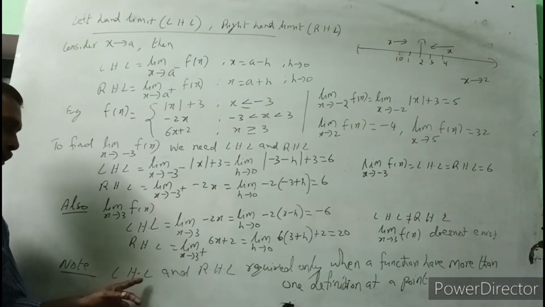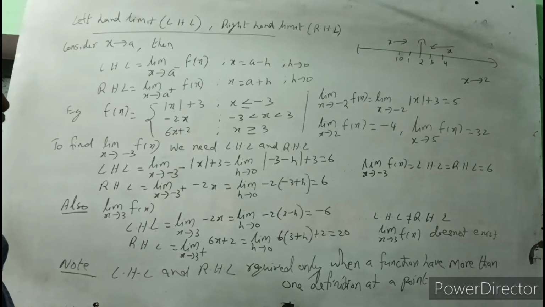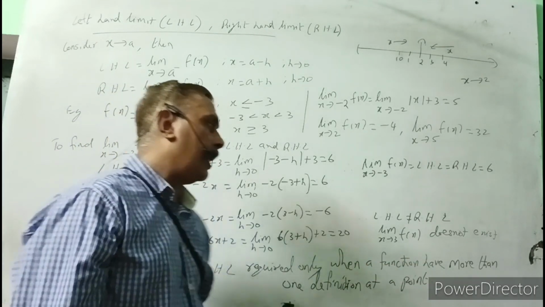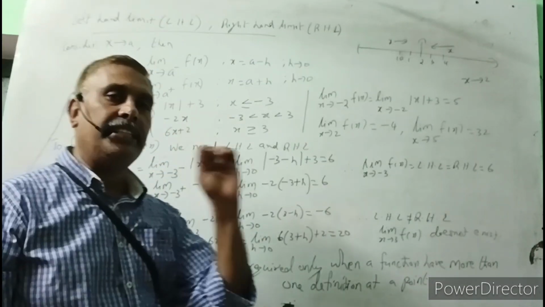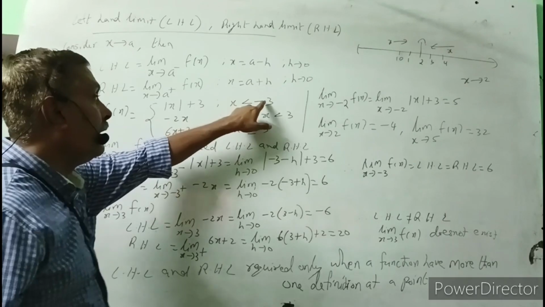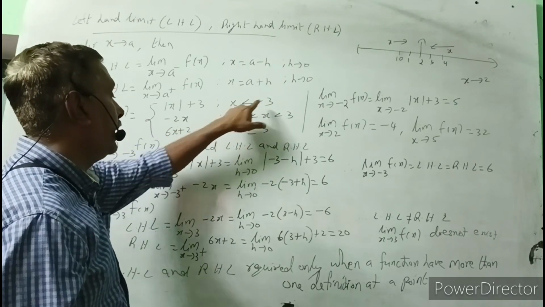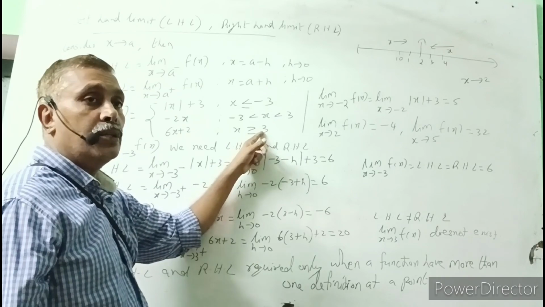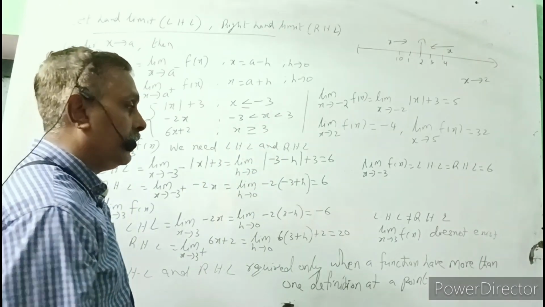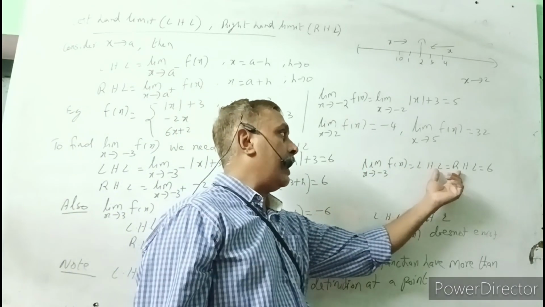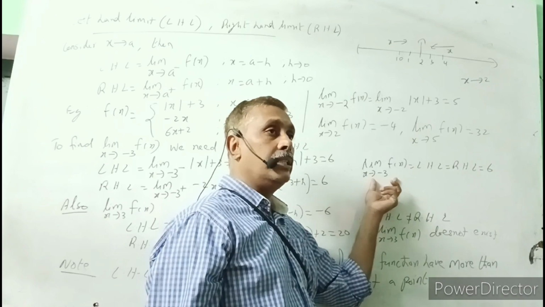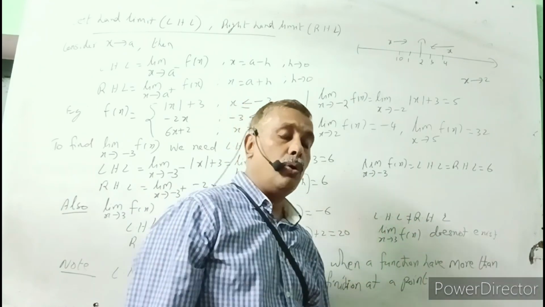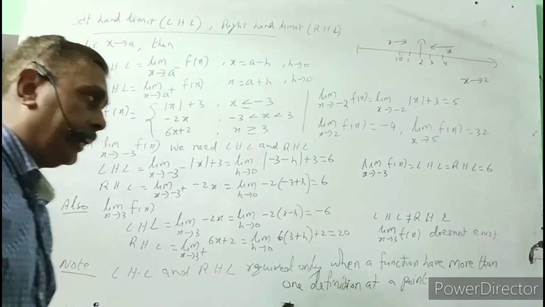So here one important note: LHL and RHL are required only when a function has more than one definition at a point. More than one definition at a point. You see minus 3, there are 2 definitions. Here 3, there are 2 definitions. Then only you need LHL and RHL. If LHL and RHL are same, then only limit exists. If LHL and RHL are not same, then limit does not exist.